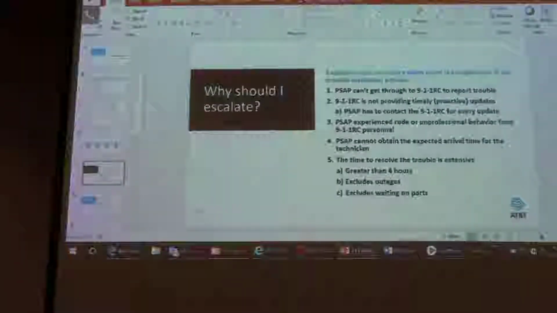You can't get through to the 911 red center. That has happened in some situations. They support 21 states across the United States. Sometimes there are events, like in California, that are going on that could cause their call volume to be extremely high. At that point, you need to escalate, or you need to call me.